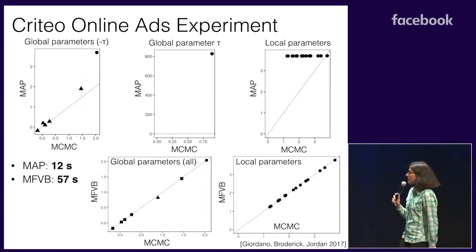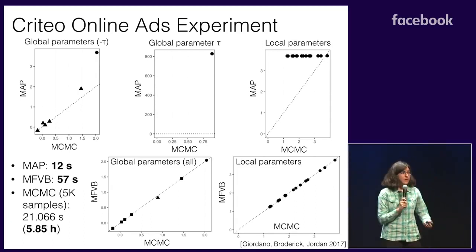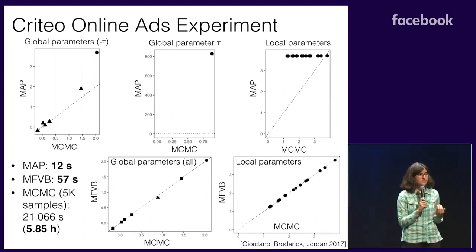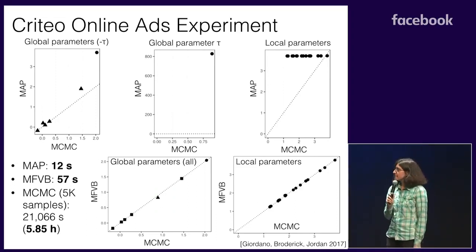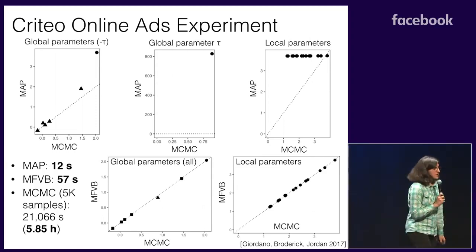Same thing with the local parameters. And the reason that we'd like to avoid running Markov-Chain-Monte Carlo is that even for this very small subset of the total problem, it takes around 6 hours. Okay, so that looks pretty good.